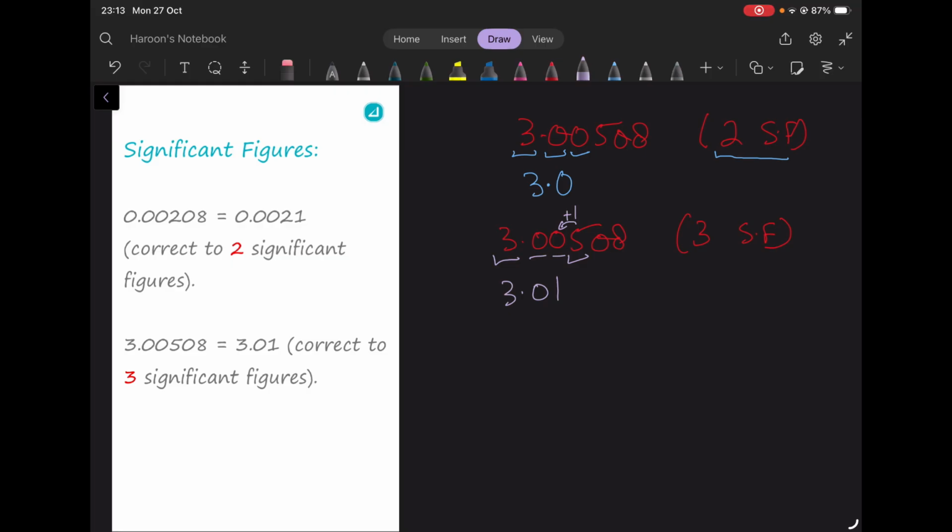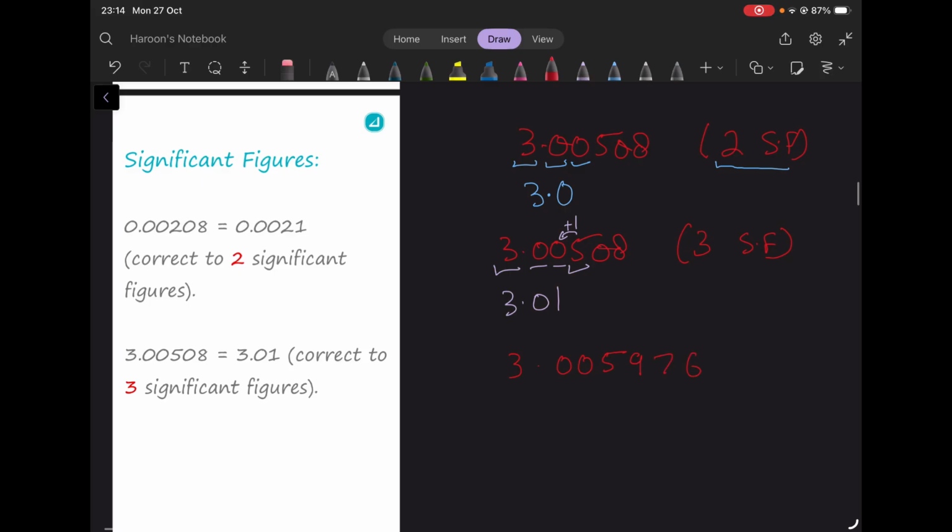So the main concept over here is, if we have zeros even after the decimal, even at the end, they would be considered significant. But for whole numbers, the numbers at the end are insignificant in most cases, though they can sometimes be significant as well. But for decimals, if you have zeros at the end, they are 100% significant. Let's take another example. Let's say I have 3.005976, and the examiner tells me to convert this to 5 significant figures.